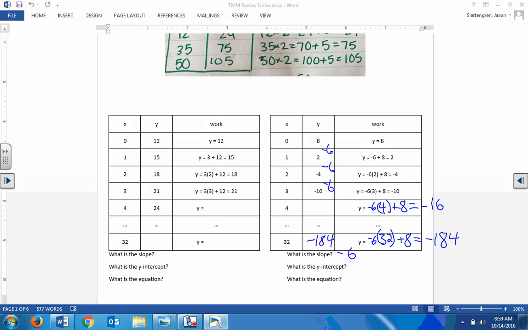And so that's how you fill in the table. The slope is negative 6, the y-intercept is positive 8, and so our equation is y equals negative 6 times x plus 8. Okay, so that's one other example of how you create that equation. There are still some more problems on the back, so if you want to practice those, do so.